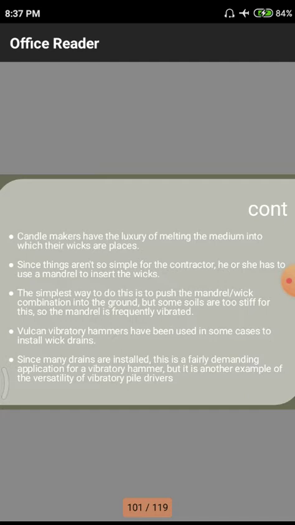That means these candle makers are normally having a luxury melting. Melting means, normally, what is melting? At room temperature or any temperature, some materials melt because of low vapor conditions. In soil, normally we have water. Water has a vapor pressure at 100 degrees temperature. That means if you heat water at 100 degrees, it will automatically convert into vapor.